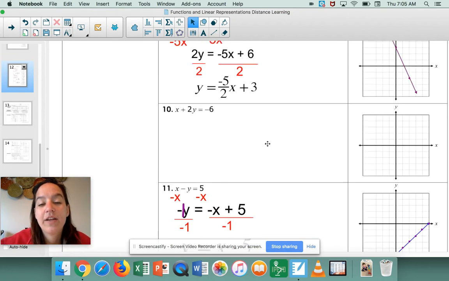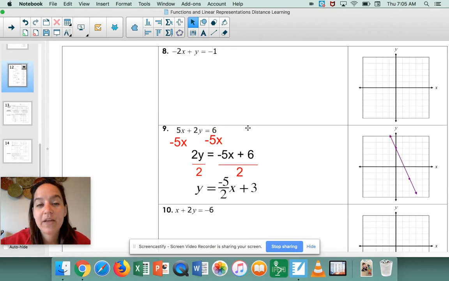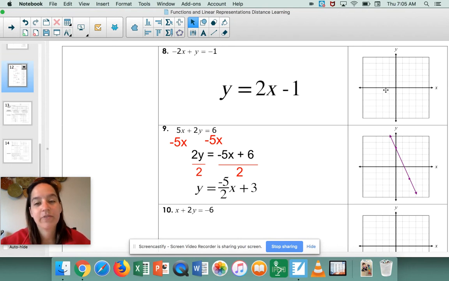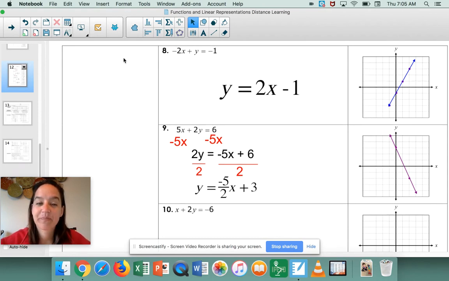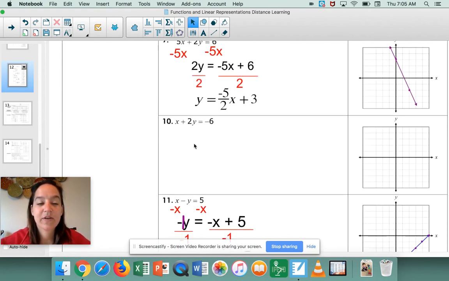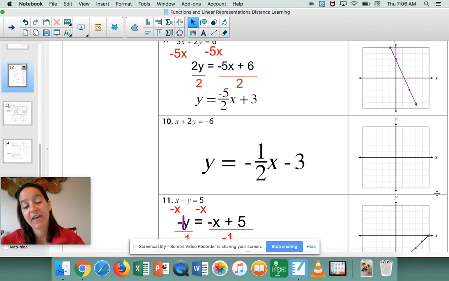If you want to go ahead and do the ones that are up here, you can go ahead and hit pause. And you should have gotten y equals 2x minus 1 with a line that looks like that. And our last one that we skipped over that I was going to do with you was this one. So hit pause. And you should have gotten y equals -1/2 x minus 3, which gets you a line that looks like that.